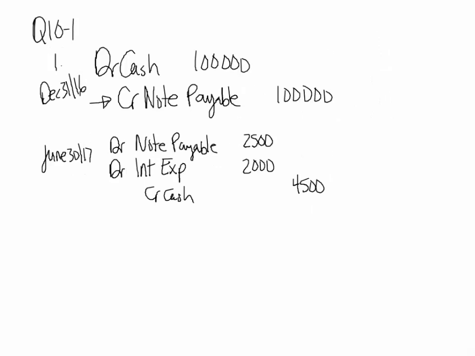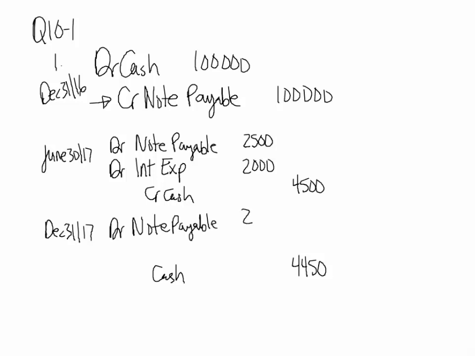If we now go back here and we do the entry at December 31st, 2017, we're going to hand over cash to the bank. And the cash amount will be $4,450. We're also going to recognize that the note payable is no longer as high as it was before because we've paid off a portion of the principal, $2,500. In addition, we're going to recognize that we have an interest expense for the use of the money for the 6 months, and that interest expense is $1,950.